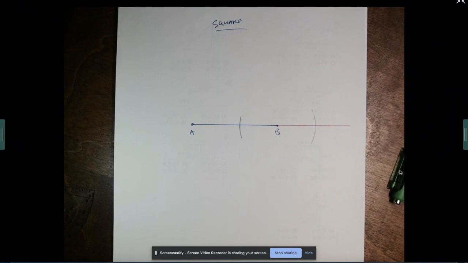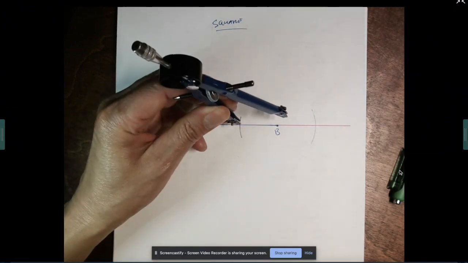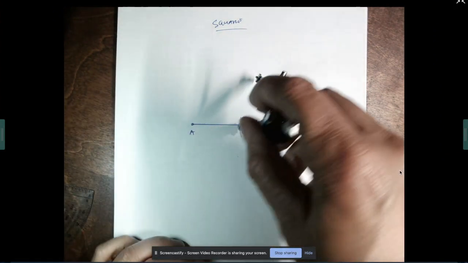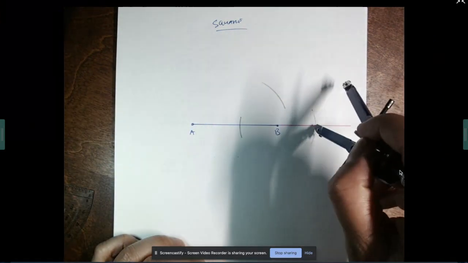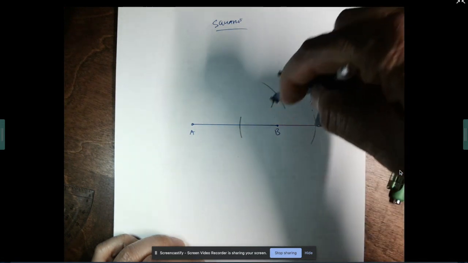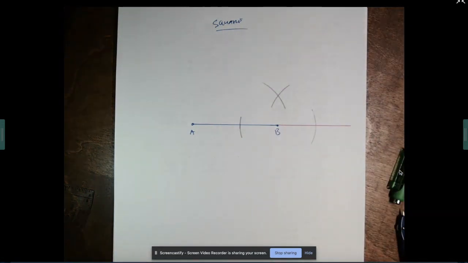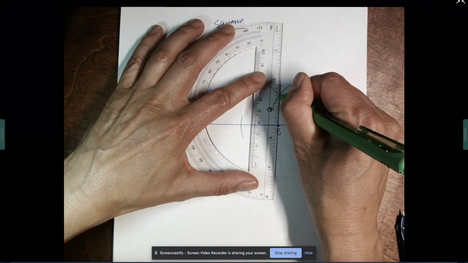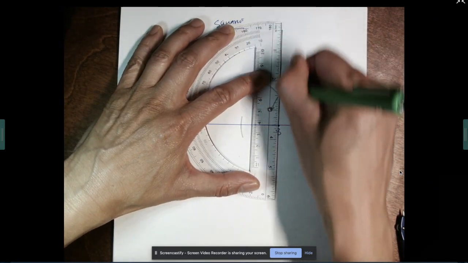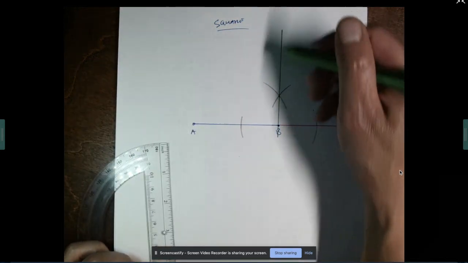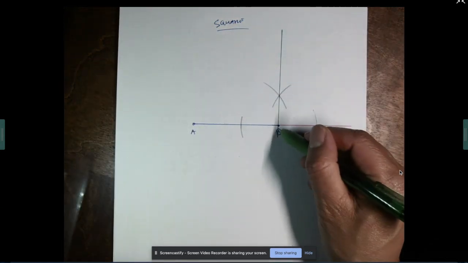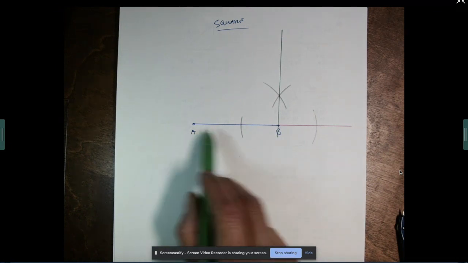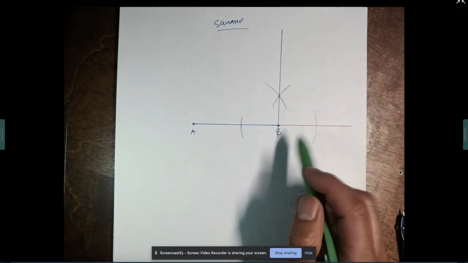Now open up your compass a little bit more, it doesn't matter how much, but the compass has to go past point B, past halfway. Strike an arc above B, strike another arc above B. There's your perpendicular. Make sure you make your perpendicular nice and long on this side. It doesn't matter if you stop at B or go through it. So now I have the bottom of my square and the right side of my square.